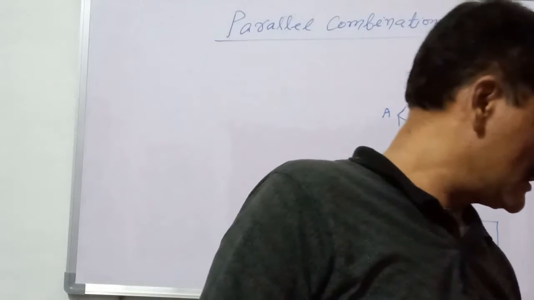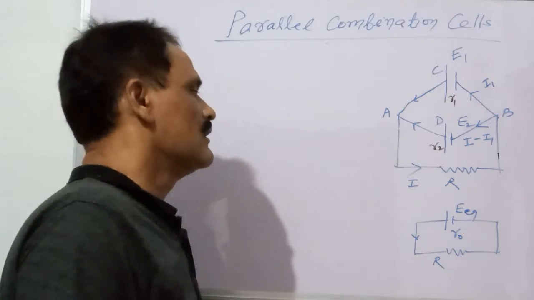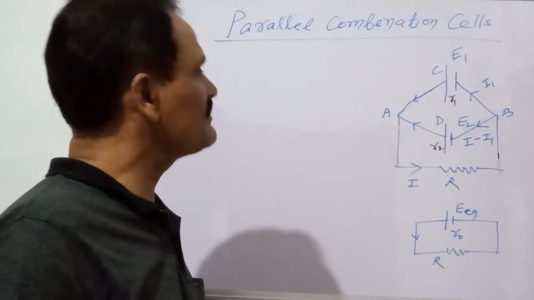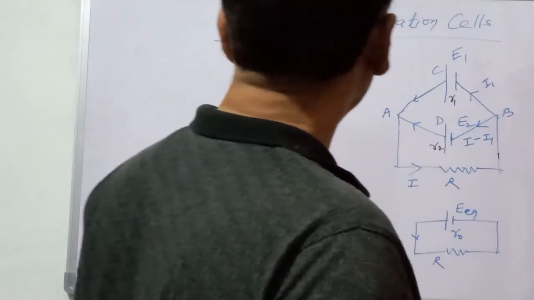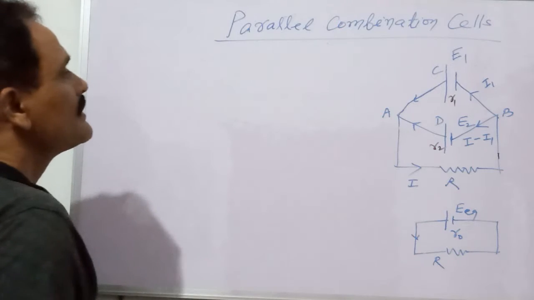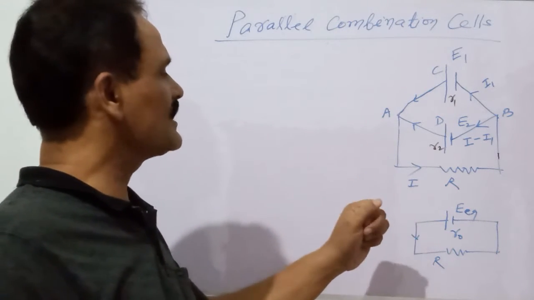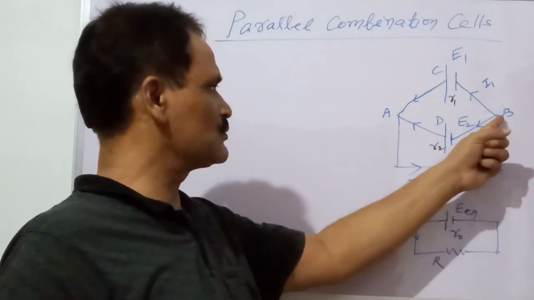Now I have to obtain the relation between the equivalent EMF and equivalent internal resistance. Now let's start. At first, what is the current distribution in this resistance? Suppose the current is I at this point B.